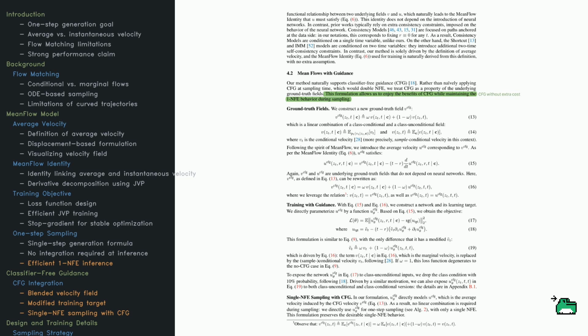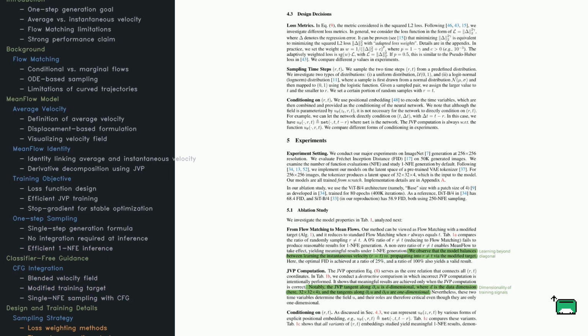No model juggling. Just straight up CFG, with the same efficiency as before. That's a smart way to make guidance cheap, and keep everything fast and simple. Now we dive into some of the design choices that shaped training.